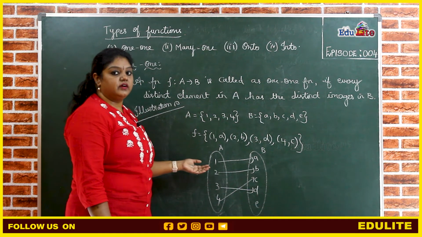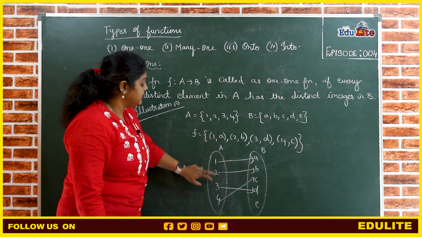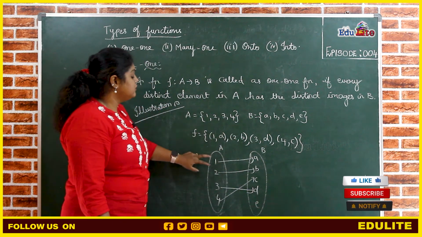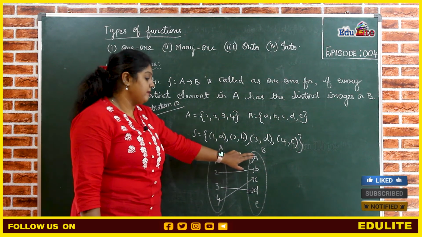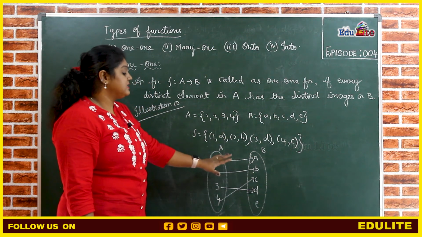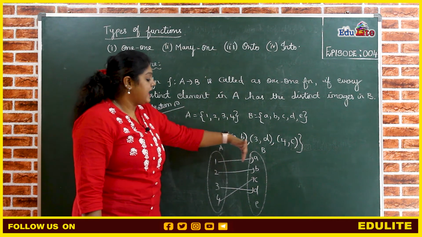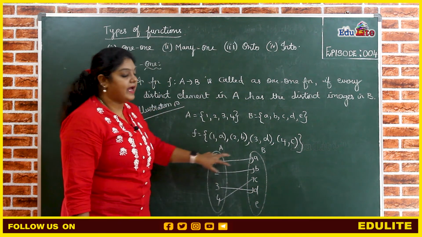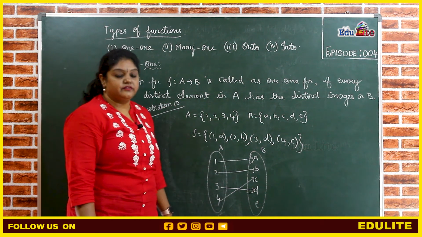It is a one-to-one function. How do I say so? Every distinct element in A has a distinct image in B. If you see, no two elements in A are mapped to the same element, then it is called a one-to-one function. Every distinct element in A must have a distinct image in B. No two elements should have the same image.